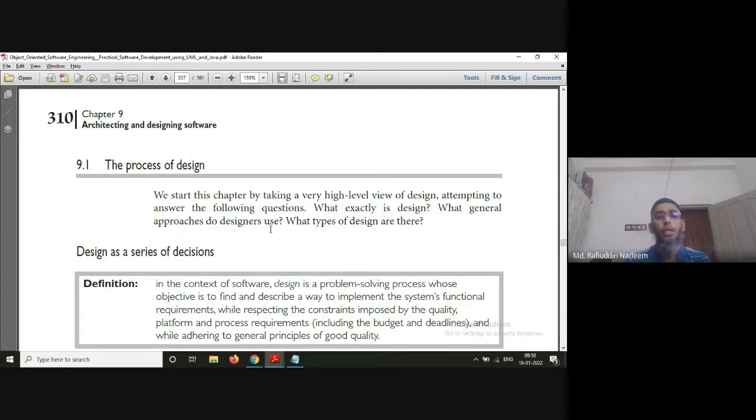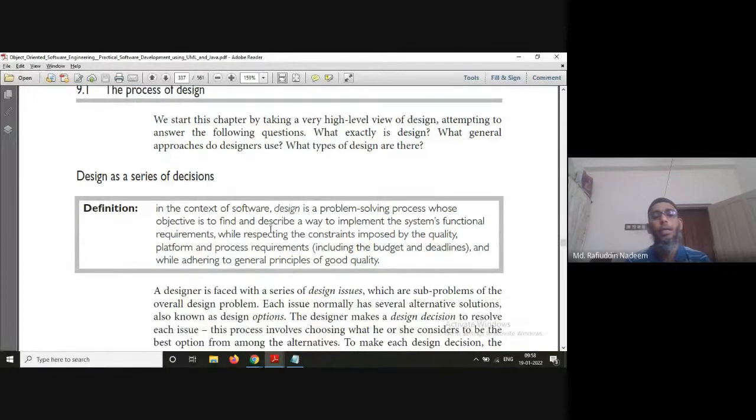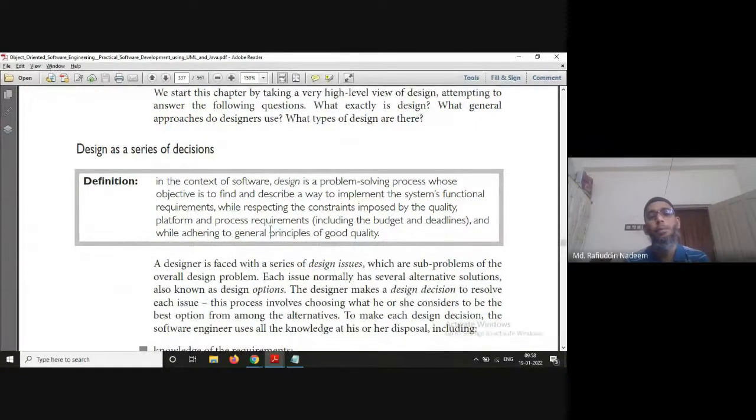Okay. Then, in context to the software, design is a problem-solving process whose objective is to find and describe a way to implement the system's functional requirements. Means here it is a problem-solving process. Means you are going to solve the problem. Which problem you are going to solve? So your objective is here to find and describe the way to implement the system's functional requirements.